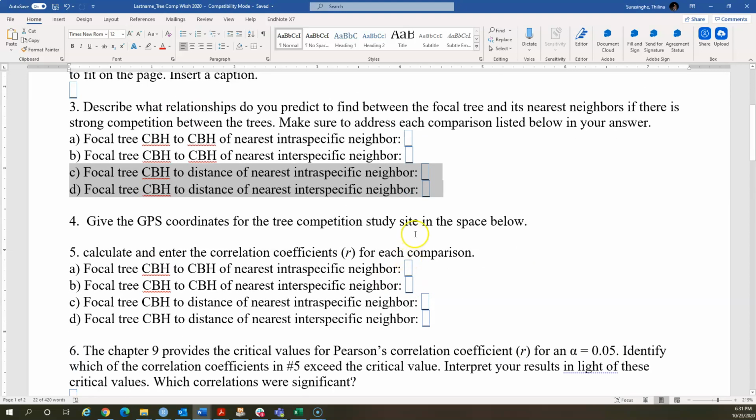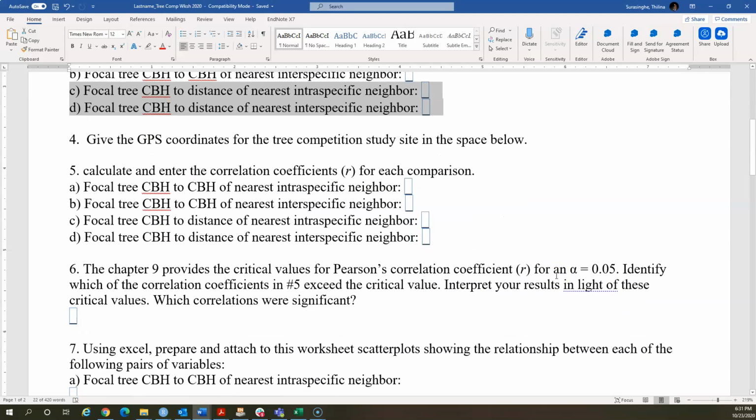I gave you my prediction for C and D. For C and D, I would say if there is competition, I expect a strong positive correlation between the focal tree CBH and the neighbor distance. Now tell me a similar prediction for A and B. What would you expect to find if competition exists?